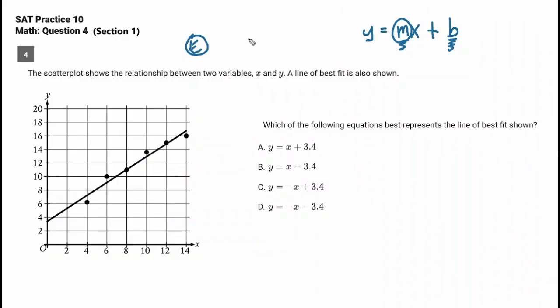It's definitely positive. So write down A, B, C, D, and let's cross off any answer choices that have negative slopes. Hey, C and D, those are negative x's. So they can't be right. So cross them out. All right, let's go to the b.